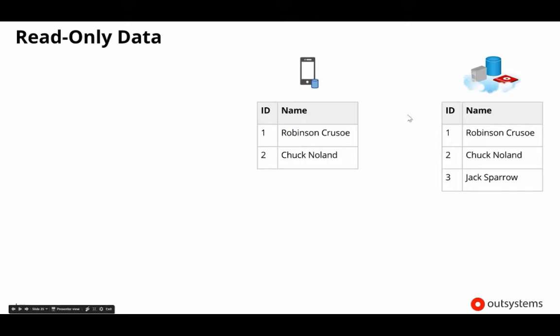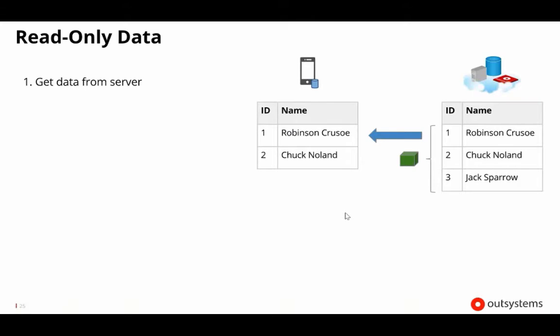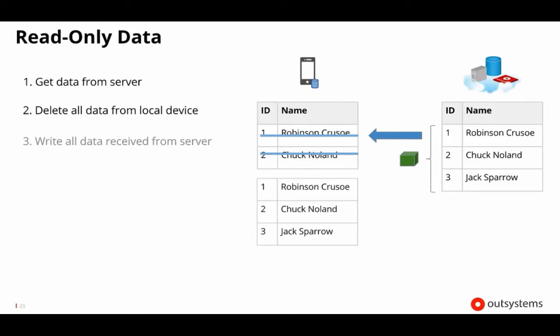And if you see, someone has already updated the server, and we have Robinson Crusoe, Chuck Nolan, and Jack Sparrow here. So to make this read-only data, let's look at the process. The first thing we need to do is to get data from the server. So all the information will be gathered and sent back to the device. Now on the device, what we need to do is to delete all the data from the local device. And after that, we will write everything that we received from the server.